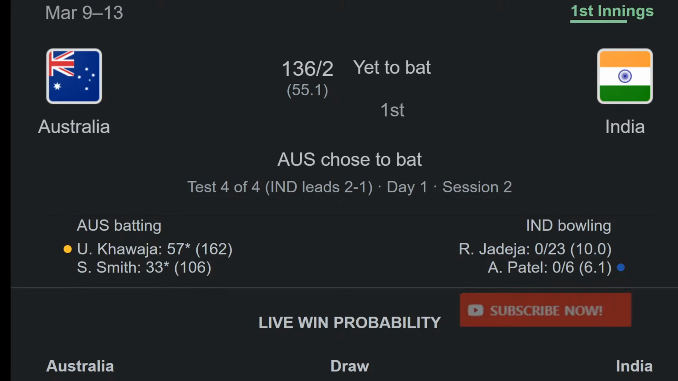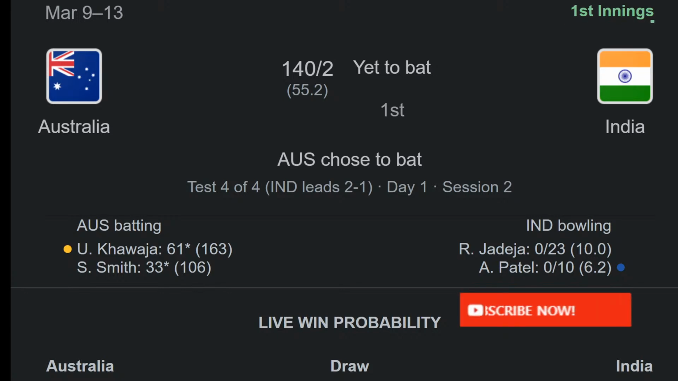140 for the loss of 2 wickets. Another boundary. Khaja plays the ball towards the deep point region. His total moves to 61 and Australia's total is 140 for the loss of 2 wickets.